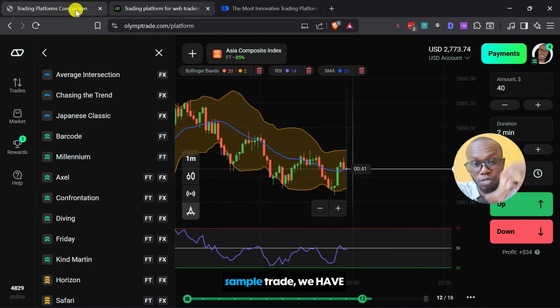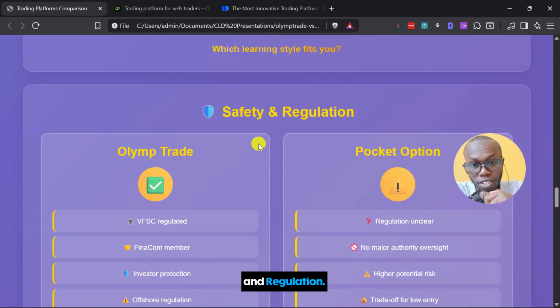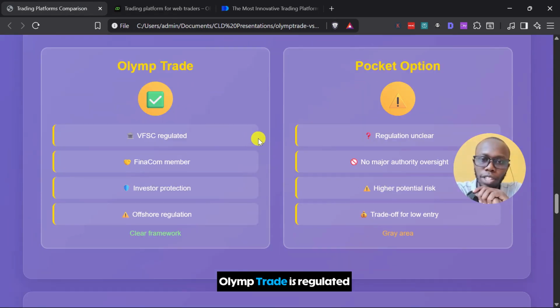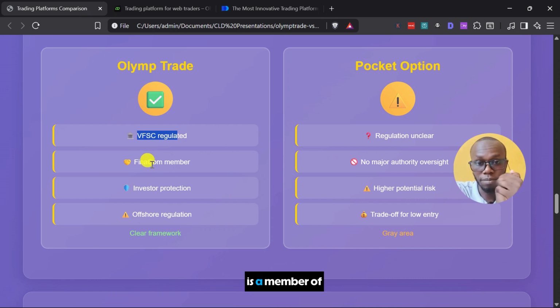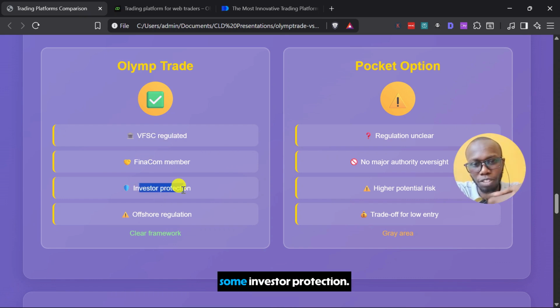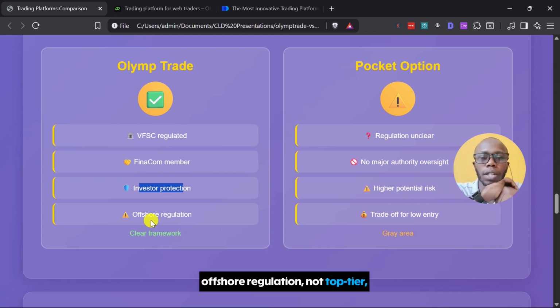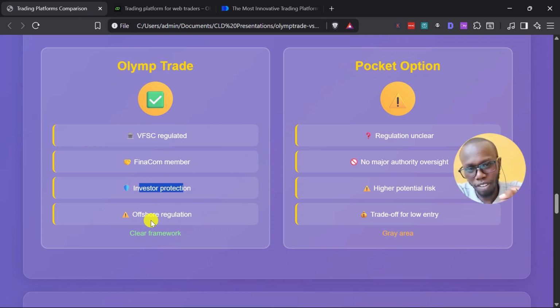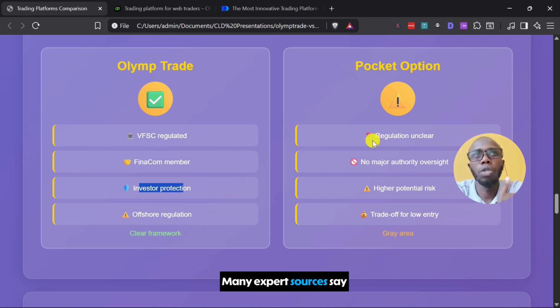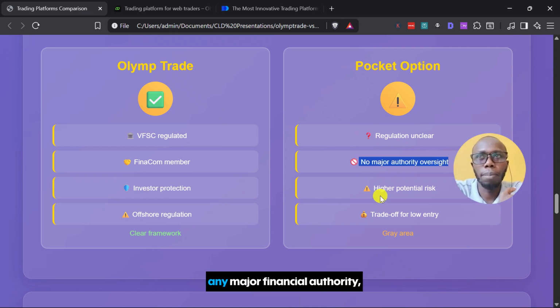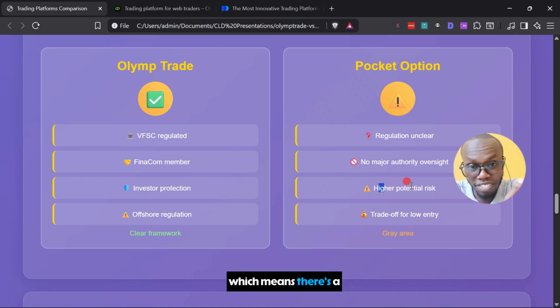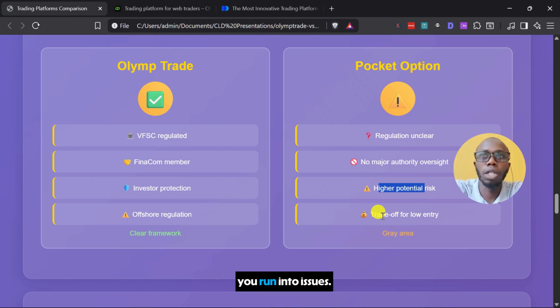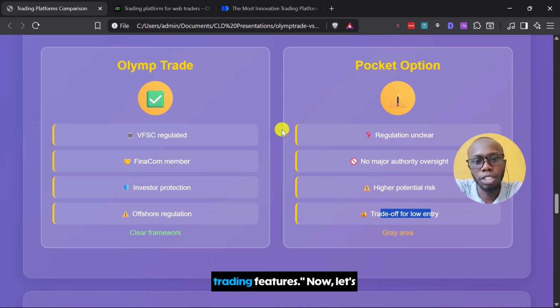Before we do a sample trade, we have to talk about safety and regulation. This is critical. Olymp Trade is regulated by the VFSC and is a member of the FINACOM, which offers some investor protection. Now, this is considered offshore regulation, not top tier, but it provides a clear framework. Pocket Option's regulation is a bit of a gray area. Many expert sources say it lacks oversight from any major financial authority, which means there's a higher potential risk if you run into issues. This is a trade-off for its super low entry point and social trading features.